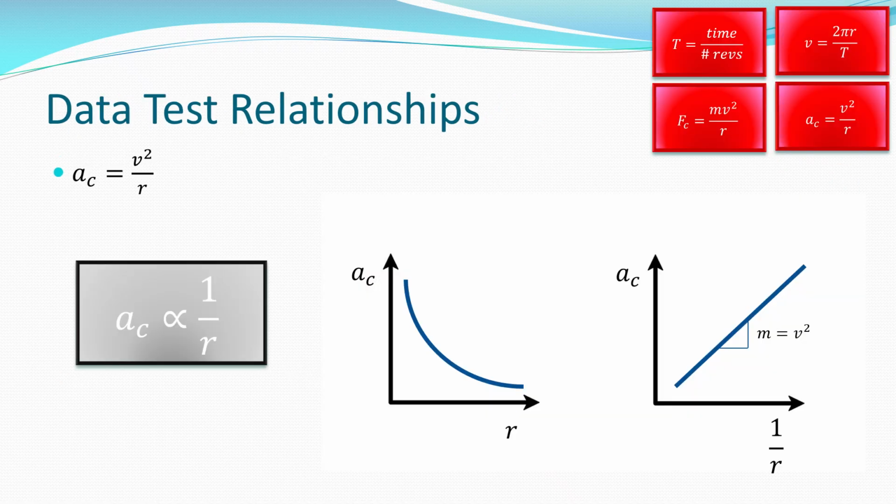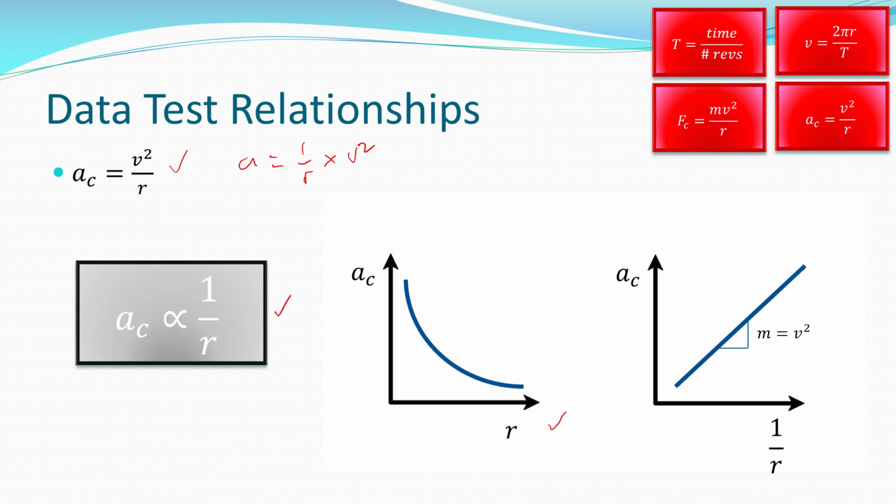Rightio, data test relationships. These are the things that we tend to look at when we investigate the results of experimental work. We test them in a data test. If I look at my formula up the top here, the centripetal acceleration, v squared over r, and I remove the v squared part, it's like I've gone acceleration equals 1 over r times v squared. That's how I end up with this relationship: acceleration is proportional to 1 over r. When I graph acceleration versus radius, you end up with that inverse curve there. That's how you know the inverse relationship.